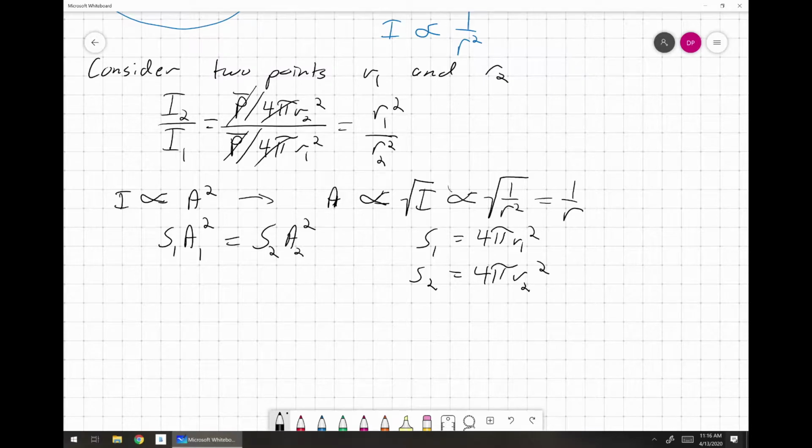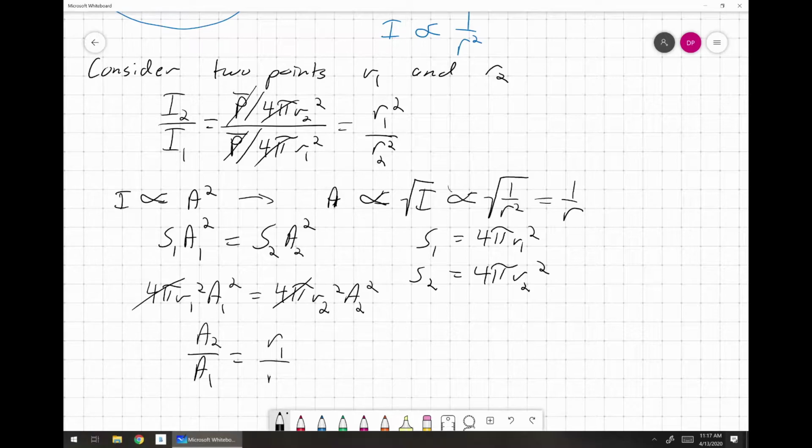And so if we make the appropriate substitutions here, we have 4 pi R1 squared A1 squared equal to 4 pi R2 squared A2 squared. The 4 pi's are going to cancel away, and we can again solve for the ratio. I can move this A1 over to this side, and we can move the R2 over to this side. We can take the square root of everything because everything is squared. And we're going to get A2 over A1 equal to R1 over R2.